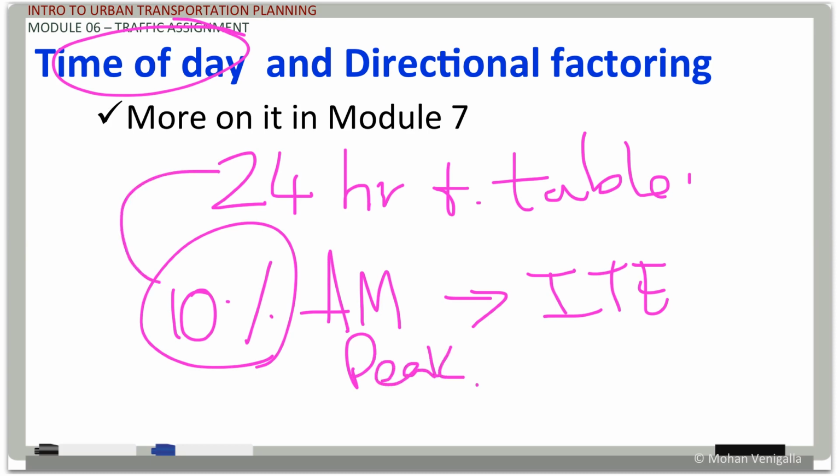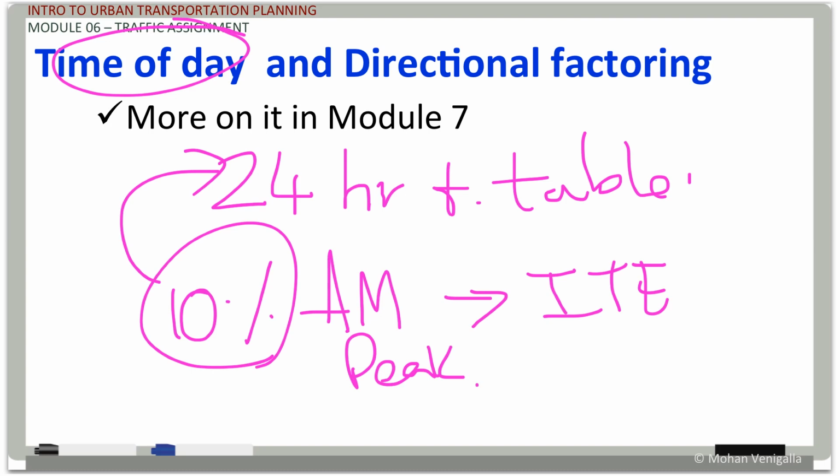I'm telling you very loosely at this point. You sort of take 10% of that and then apply direction, whichever direction you go. Home-based work, which direction do they go? From home to work. So probably 90% of these 10% are going from home to work at the morning peak period. So you will apply such a kind of adjustment.